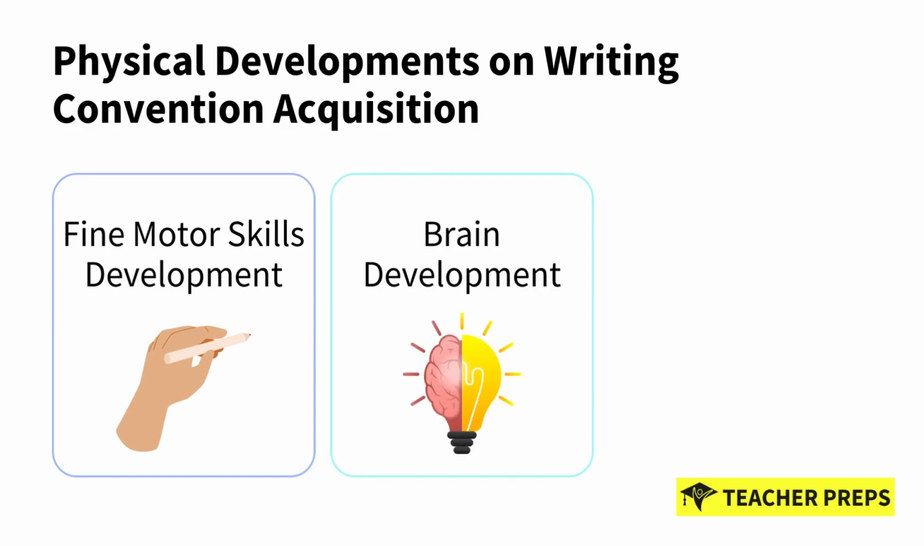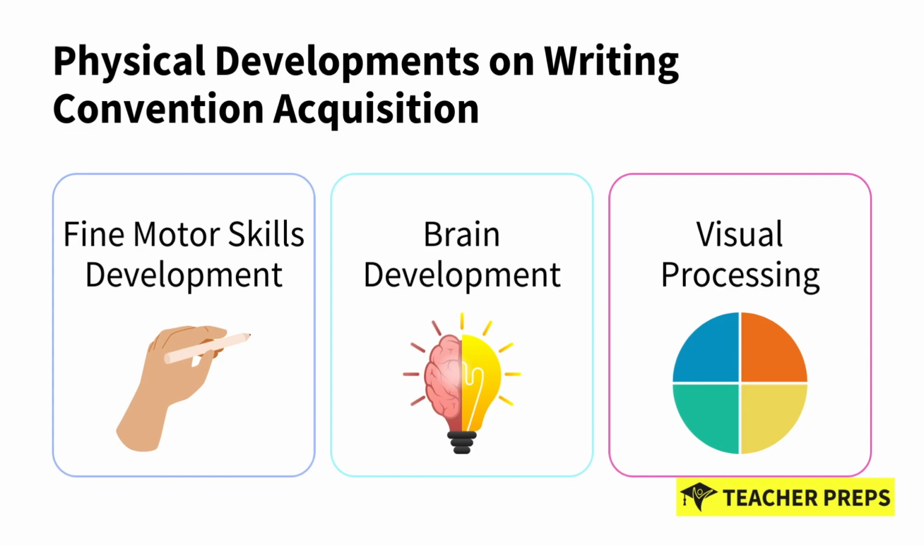Brain development, as the brain matures, so does its ability to process complex tasks like sentence construction, pronunciation usage, and paragraph organization. And then, visual processing, which is the improved ability to distinguish between letters, words, and pronunciation. This helps in the recognition of spelling patterns and pronunciation norms.